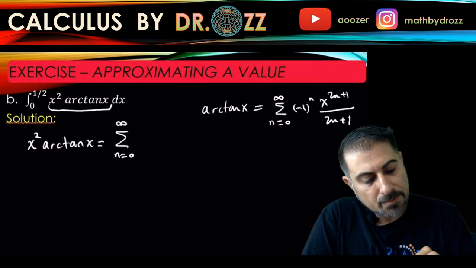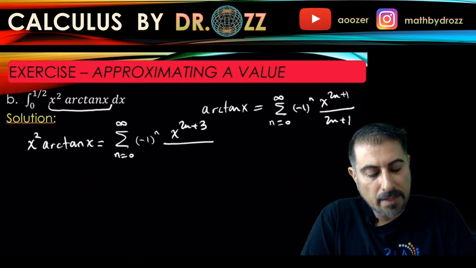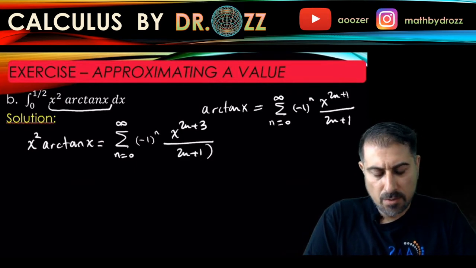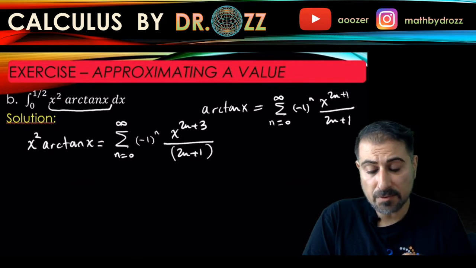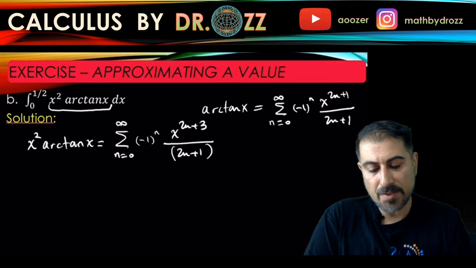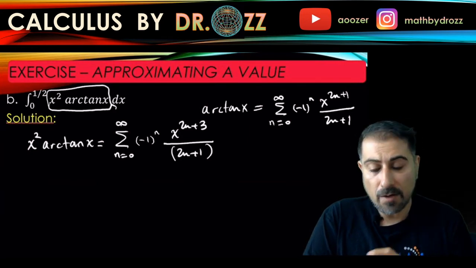X squared times x to the 2n plus 1 is x to the 2n plus 3, and all divided by 2n plus 1. All right? So once we have it, we can go ahead and integrate the power series, because what I'm going to do here is to replace x squared arctan(x) in the integral by the power series here.